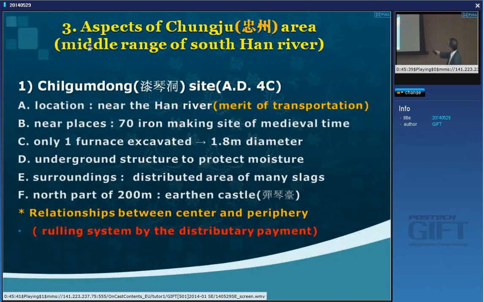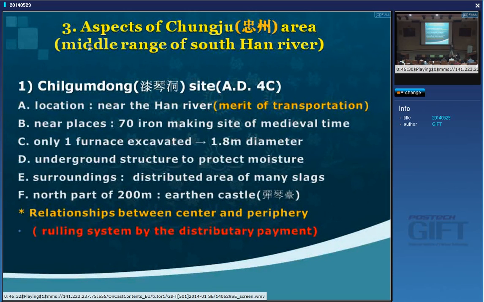The site is surrounded by many slags, and near this site other important castles were located. From the Chungju site, we can also understand the relationships between the center and the periphery in Baekje. This is political. We can understand the ruling system of the distributory payment. Do you know distributory payment? A very difficult term.